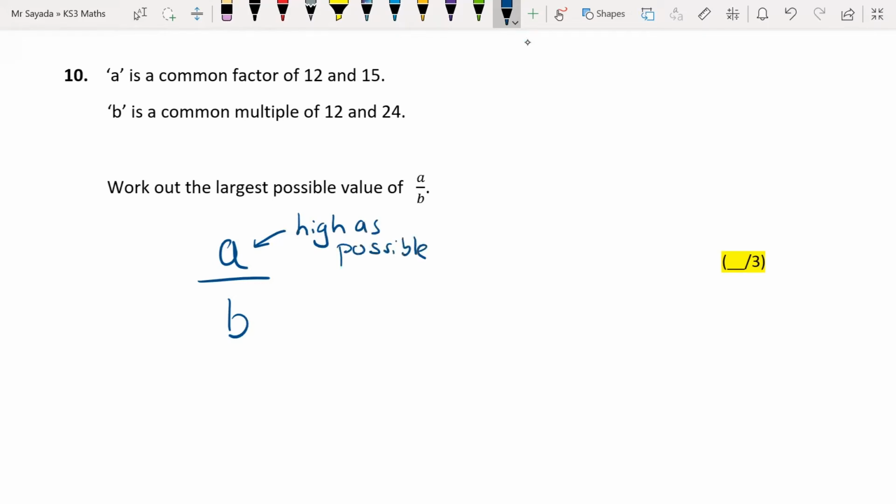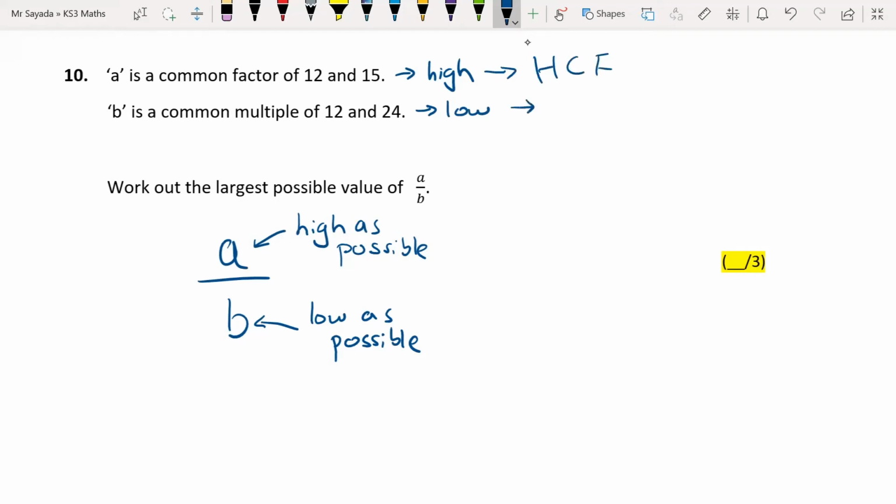Now, what about the number on the bottom? Do I want the number on the bottom to be as high as possible or as low as possible? Say your answer to the video now. I want the number on the bottom to be as low as possible. So what that means is I want this to be as high as possible, and I want this to be as low as possible. So that means for A, I want my highest common factor, and for B, I want my lowest common multiple. If you've not already worked out the highest common factor of 12 and 15, pause the video to do it now. If you've not already worked out the lowest common multiple of 12 and 24, pause the video to do it now.